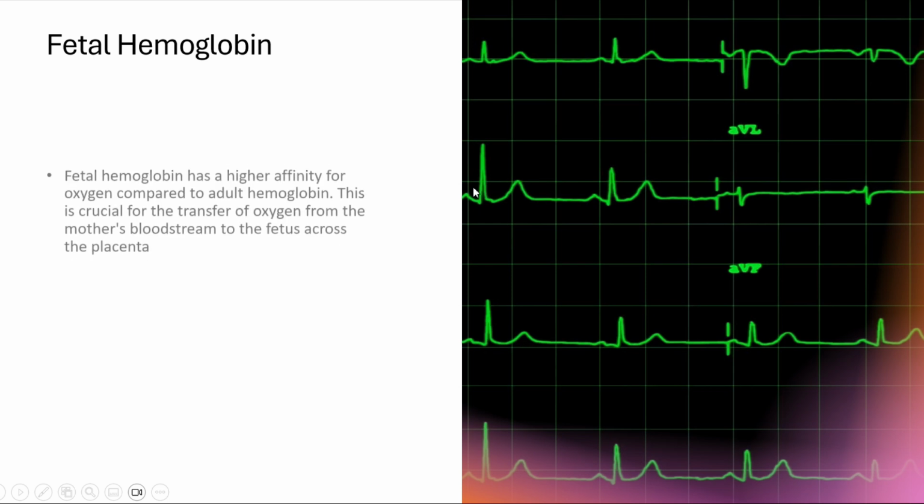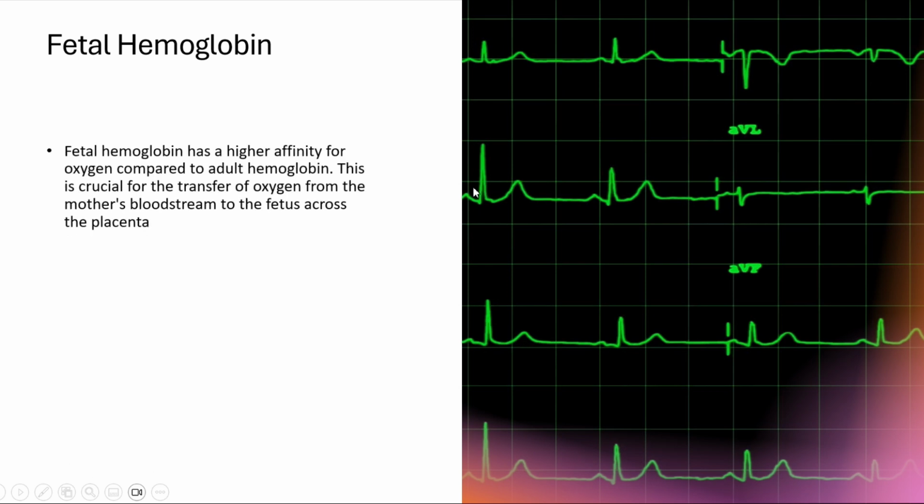So for fetal hemoglobin, that's obviously a baby, a fetus. Fetal hemoglobin has a higher affinity for oxygen compared to adult hemoglobin. Obviously there's little oxygen inside the womb. So therefore, it's going to need a higher affinity because it needs to be able to clutch onto that oxygen more readily. This is crucial for the transfer of oxygen from the mother's bloodstream into the fetus across the placenta.